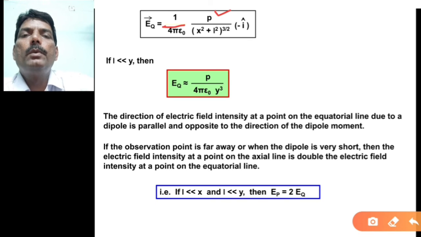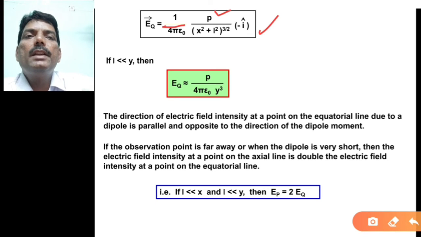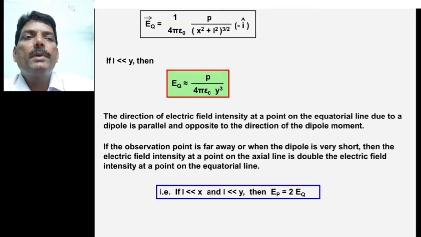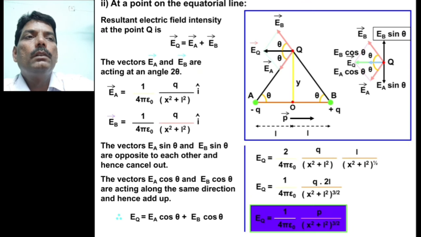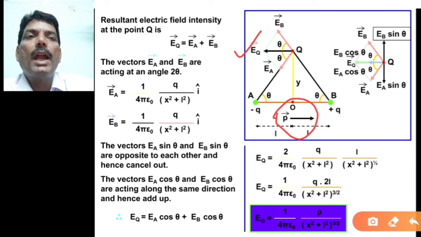I have put the value of the dipole moment here. So P is equal to Q into twice L, and here minus i cap. It means that the direction of the resultant electric field, in this particular figure, you can see the direction of the resultant electric field. Here the direction of the dipole moment is shown, that is from negative to positive, and the resultant electric field direction is in this direction.